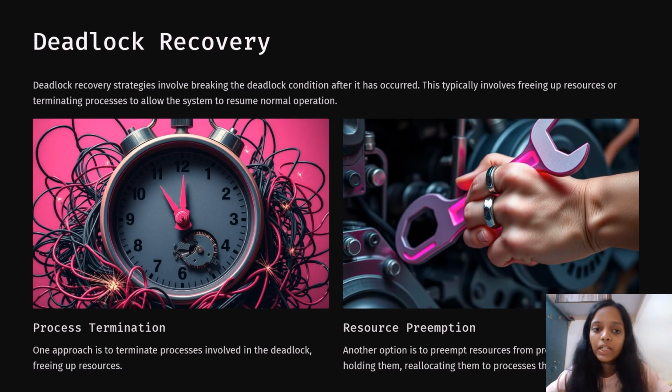Deadlock recovery. Deadlock recovery strategies involve breaking the deadlock condition after it has occurred. This typically involves freeing up resources or terminating processes to allow the system to resume normal operation. First one is process termination. One approach is to terminate processes involved in the deadlock, freeing up resources. Second one is resource preemption. Another option is to preempt resources from processes that are holding them, reallocating them to processes that are waiting.